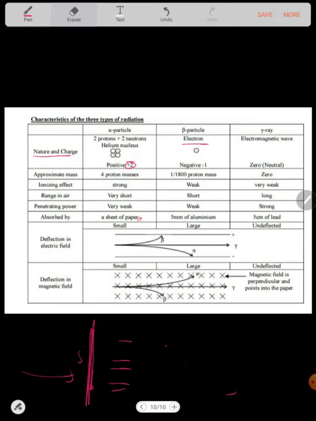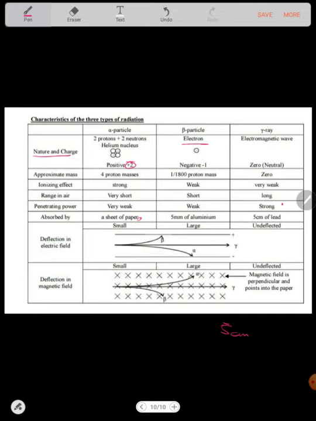Now we look at the gamma ray. The gamma ray, which is also known as the electromagnetic wave, we are saying it can be stopped by 5 centimeter lead. So this is going to be stopped by a 5 centimeter lead because it has got a very high penetrating power.